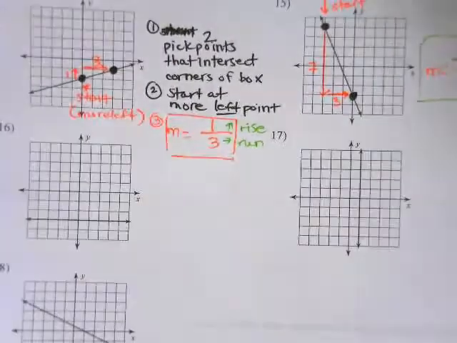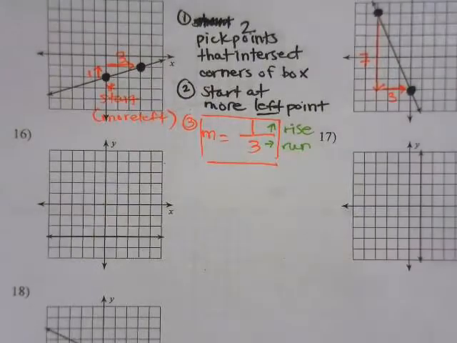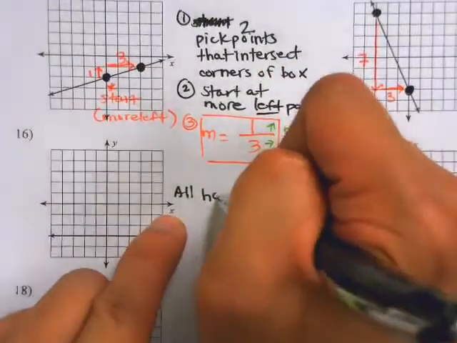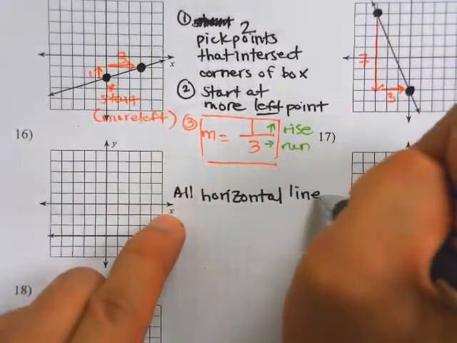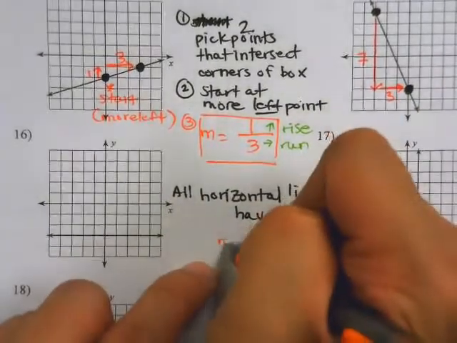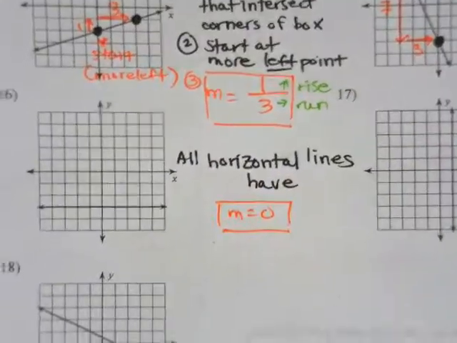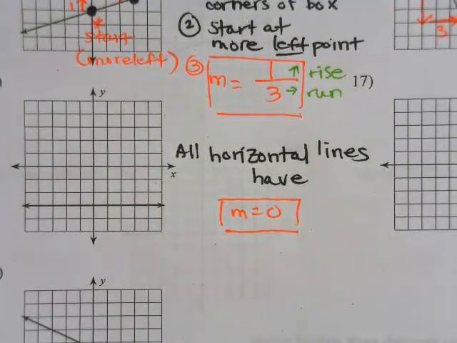We have some special slopes on 16 and 17, and I'll prove it to you next class, not today. So just take it as is, and we will prove this next class. If you see a horizontal line, your slope number is 0. All horizontal lines have slope equals 0.